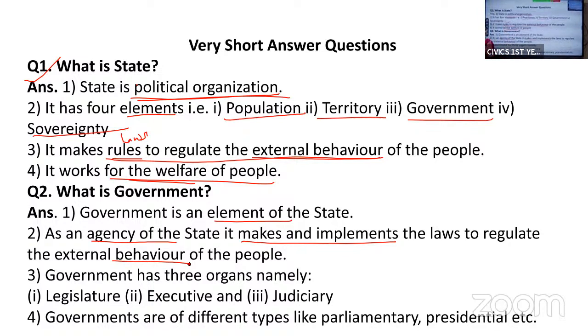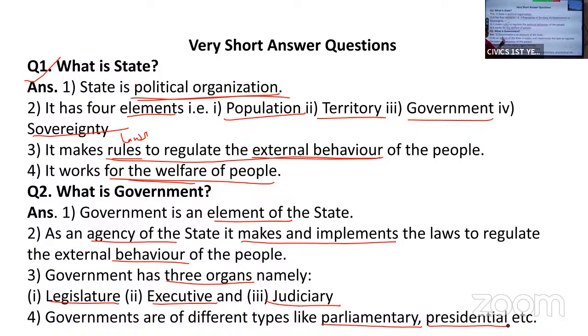So, government, whatever may be the type of government, it will have 3 organs. So, what are the 3 organs of the government? Legislature, executive, and judiciary. Legislature, it makes the laws. Executives, they implement the laws. And judiciary, it will interpret the laws. So, governments are of different types. Like in India, we have parliamentary form of government. In US, we have presidential form of government.